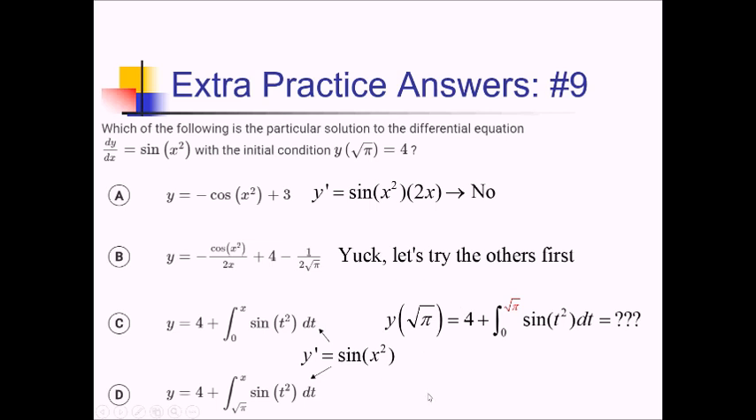So for choice D, y of radical pi, we're going from radical pi to radical pi for the limits of integration. And this is actually a very good thing. Since the limits of integration match, you're going to automatically have an area of 0 for that integral. So we just have 4 plus 0, which is just 4, which is exactly what we wanted. So our initial condition matches, our derivative matches. I say we go with choice D.